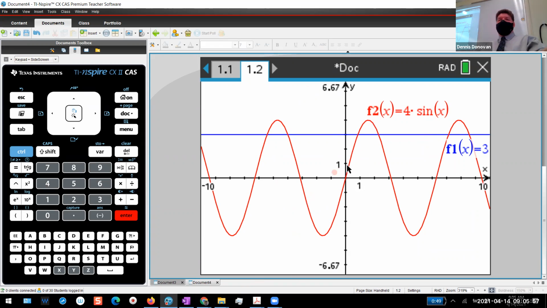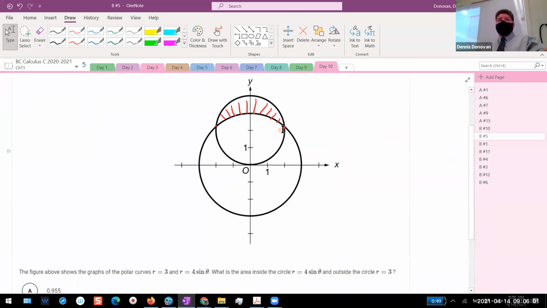So the intersections go from here to here. We're looking for a first quadrant and a second quadrant angle, right? So we're looking for a number between 0 and 1.57 and from 1.57 to 3.14, right? We're looking for decimals.